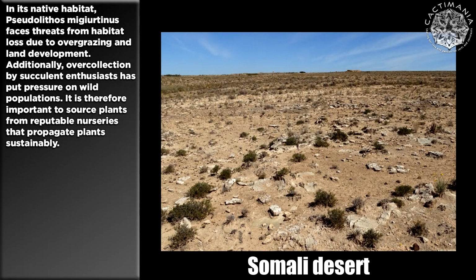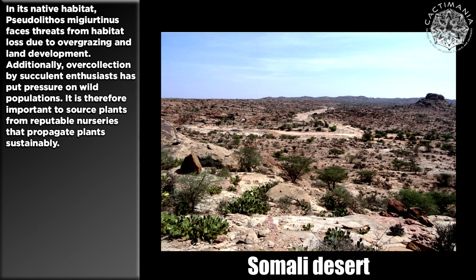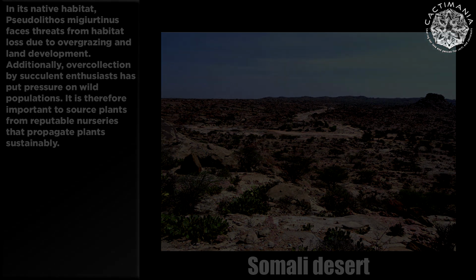In its native habitat, Pseudolithos Migiurtinus faces threats from habitat loss due to overgrazing and land development. Additionally, overcollection by succulent enthusiasts has put pressure on wild populations. It is therefore important to source plants from reputable nurseries that propagate plants sustainably.